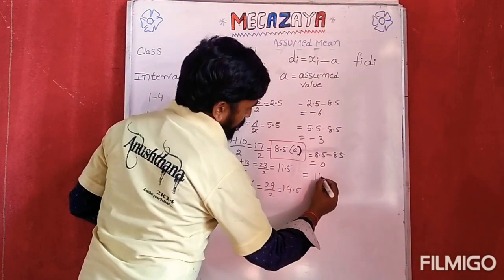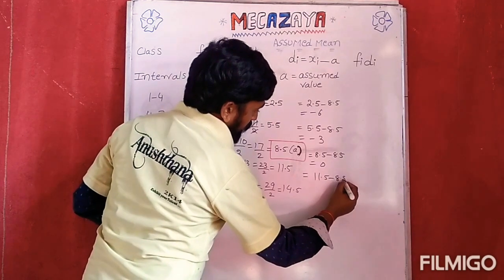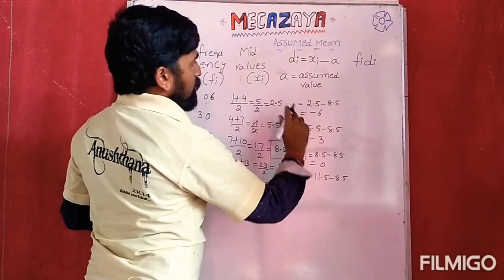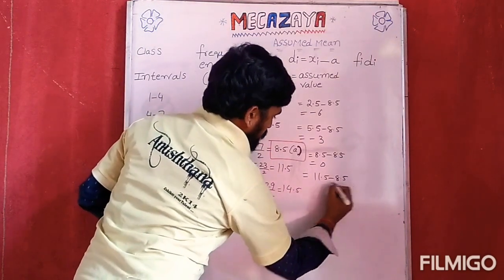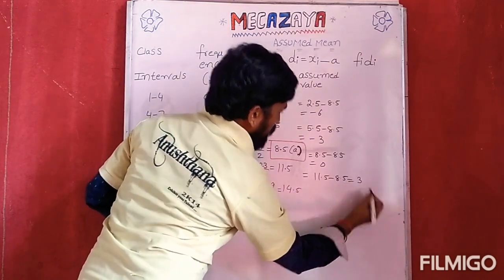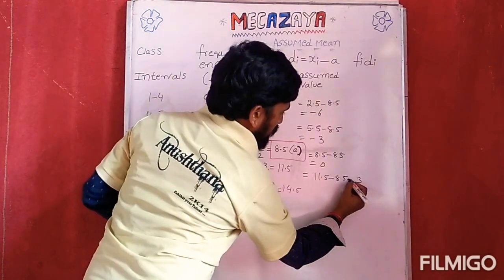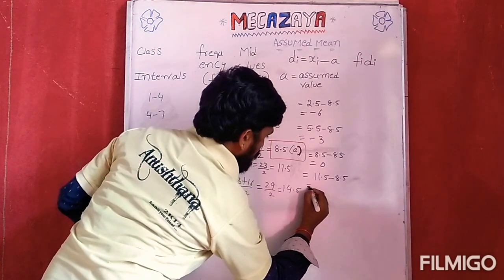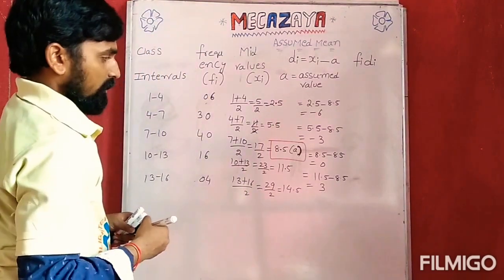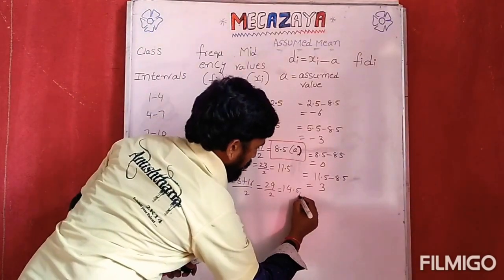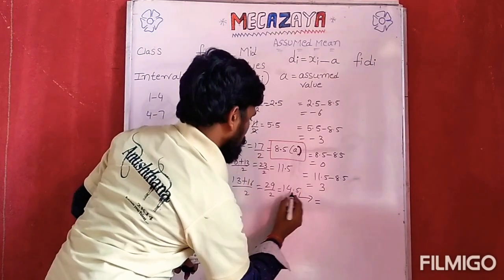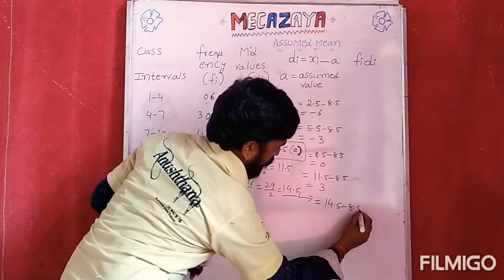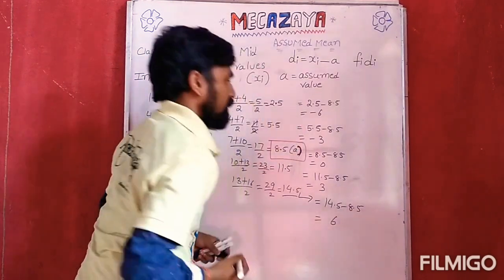Next, 11.5 minus 8.5. So it will be 3. The answer will be 3. Next, 14.5 minus 8.5, so we are getting 6.